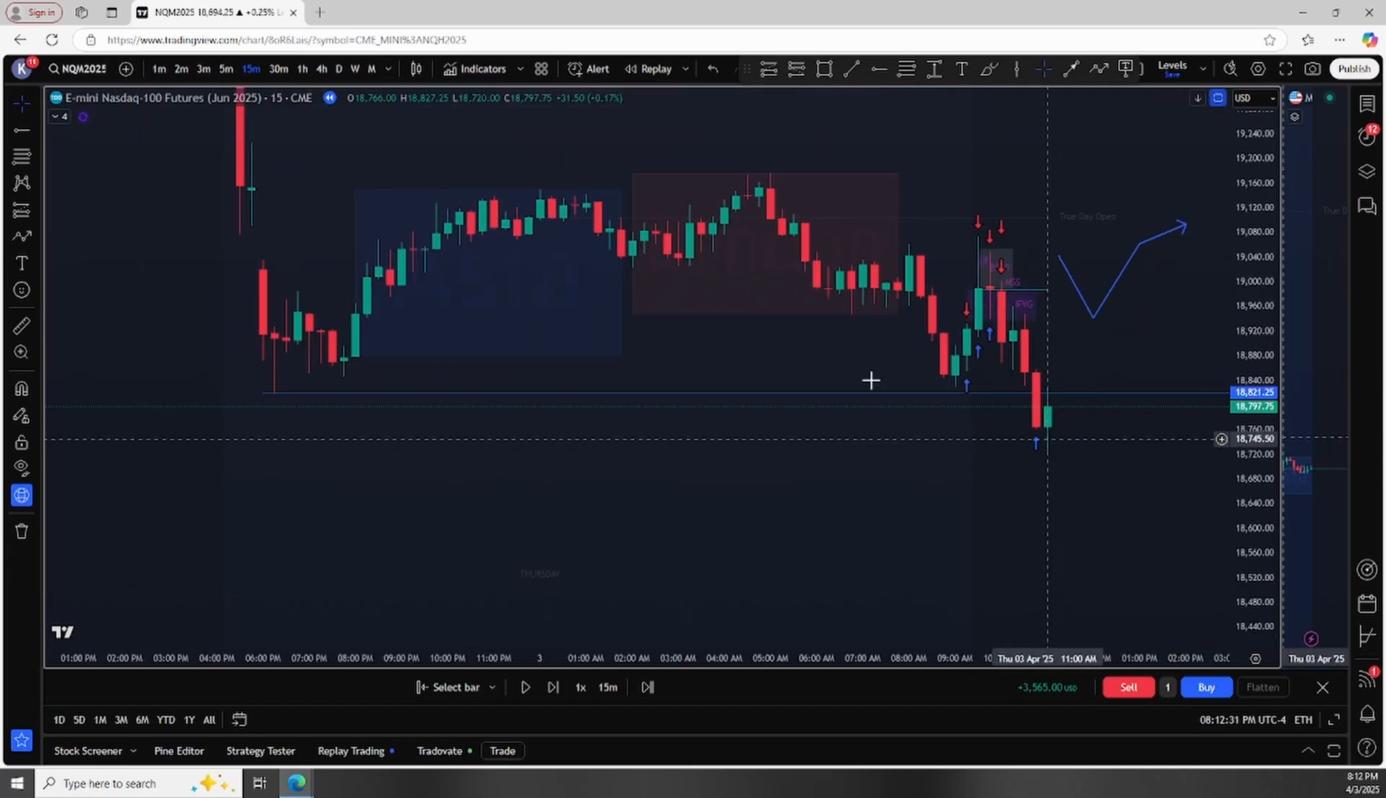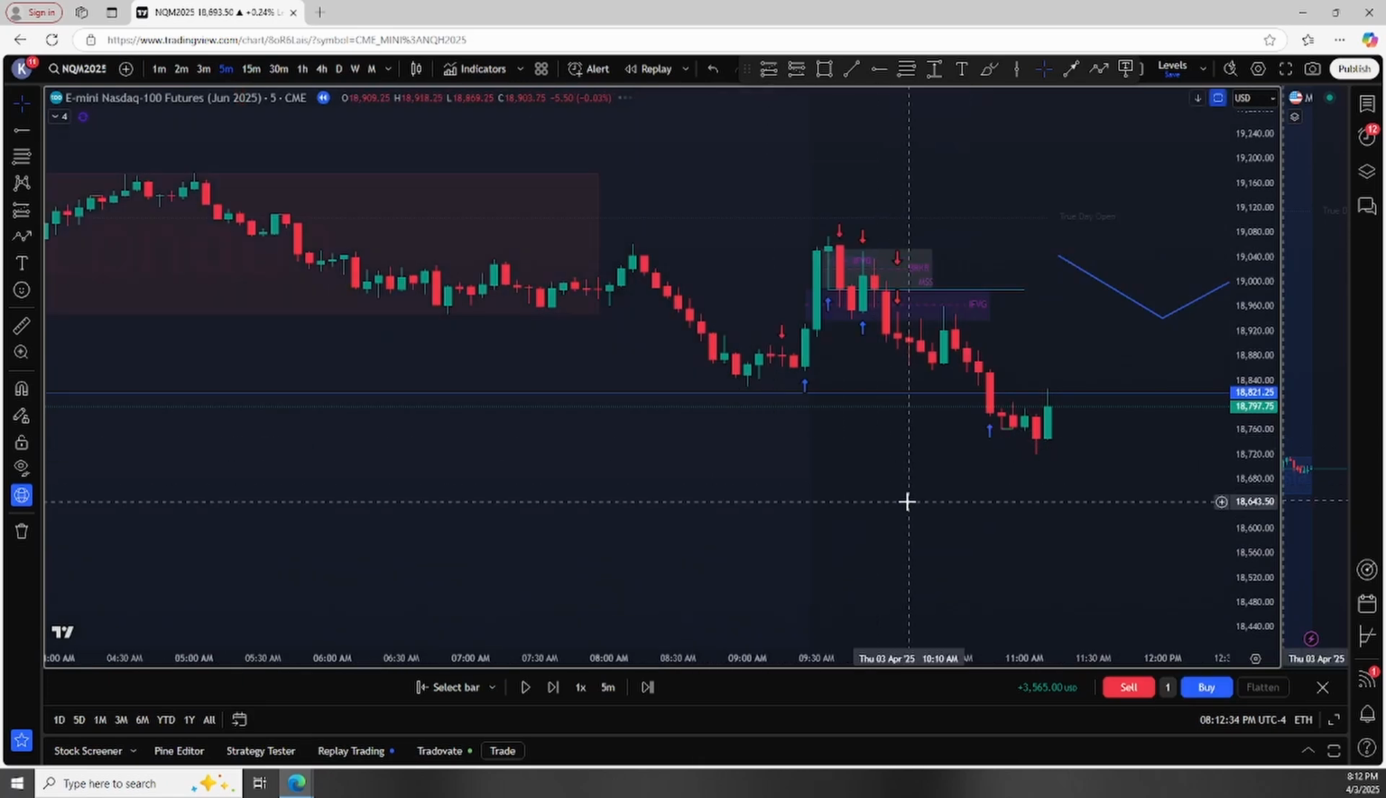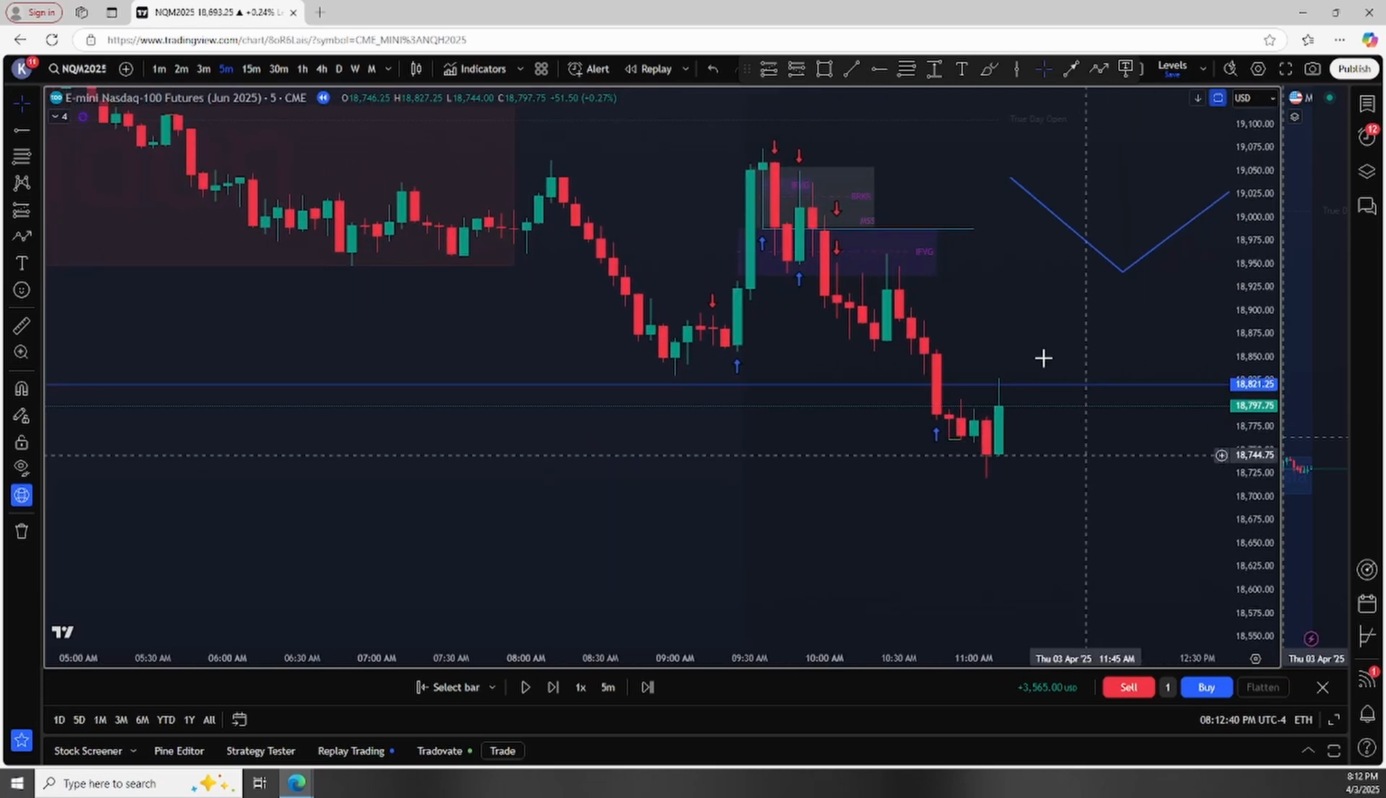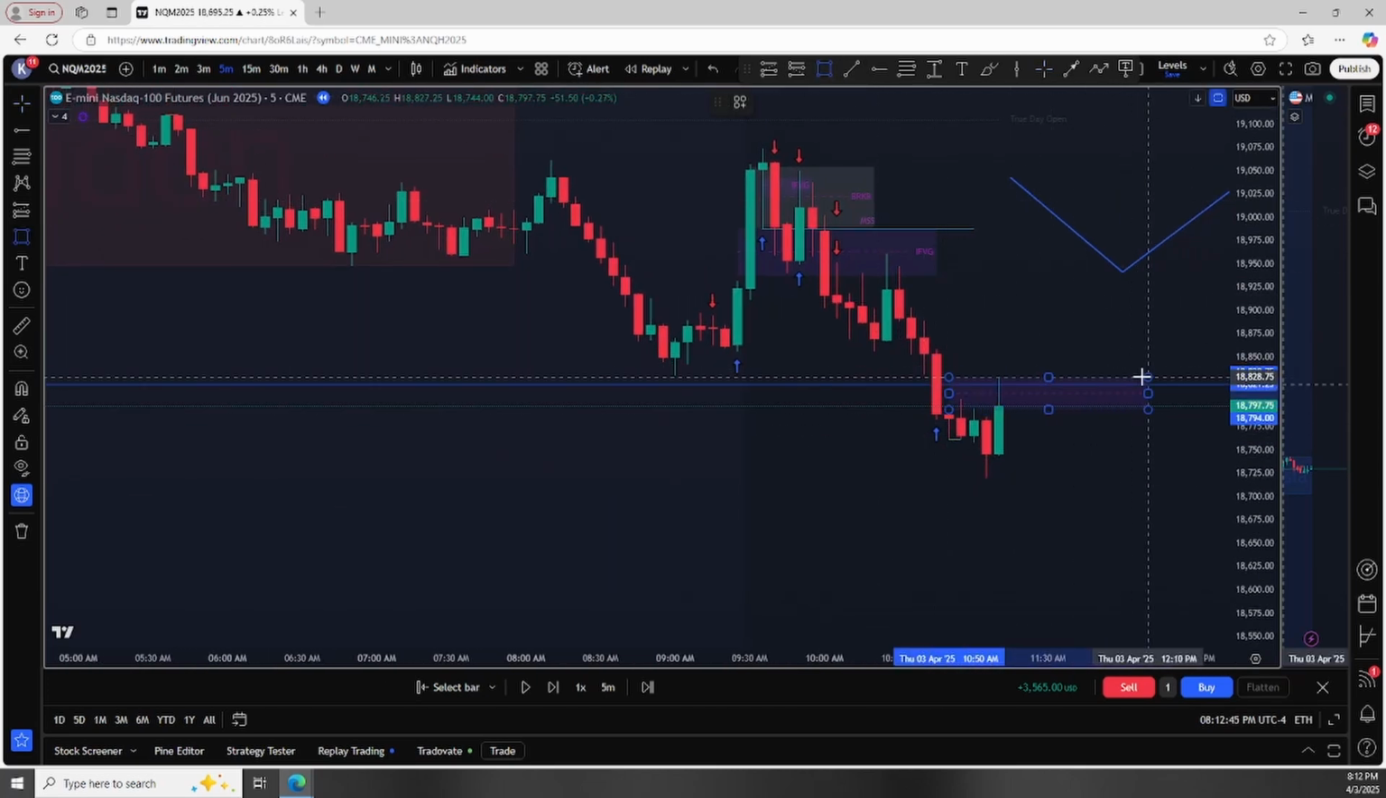15 minute, I'm not seeing anything. I don't like anything on the 15. The 5, H1, pullback H2. Okay. What's our speed bump on the road, though? This gap, right? This gap is still getting respected. So maybe this gets inverse and we pull up and come up. So let's see.